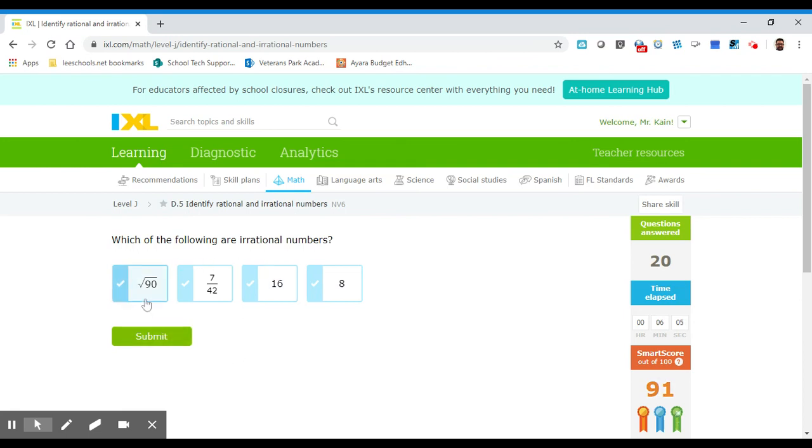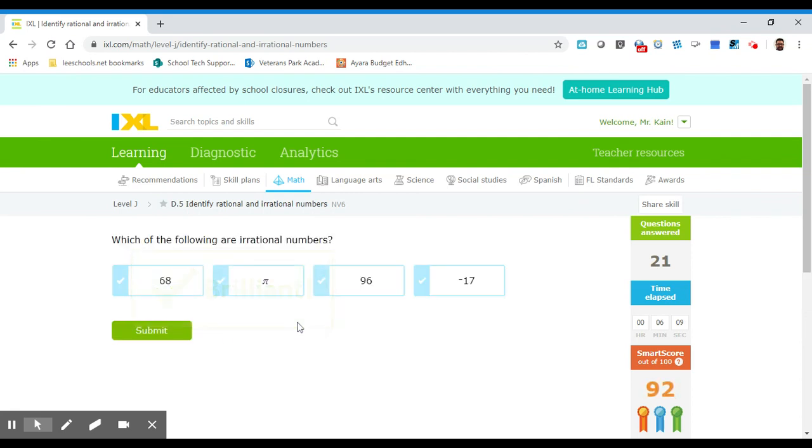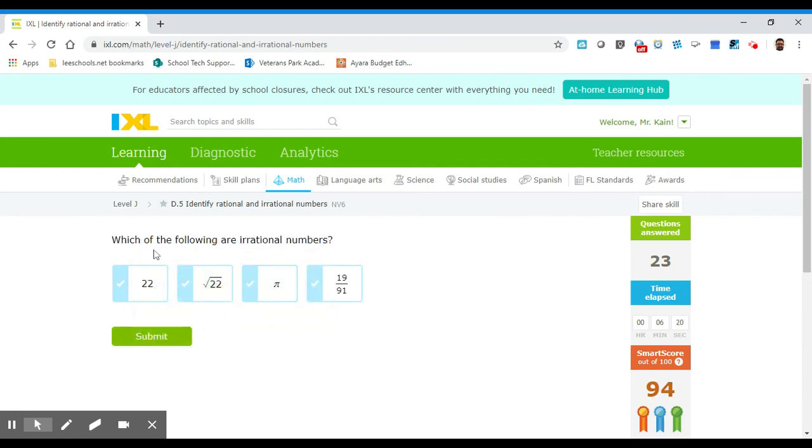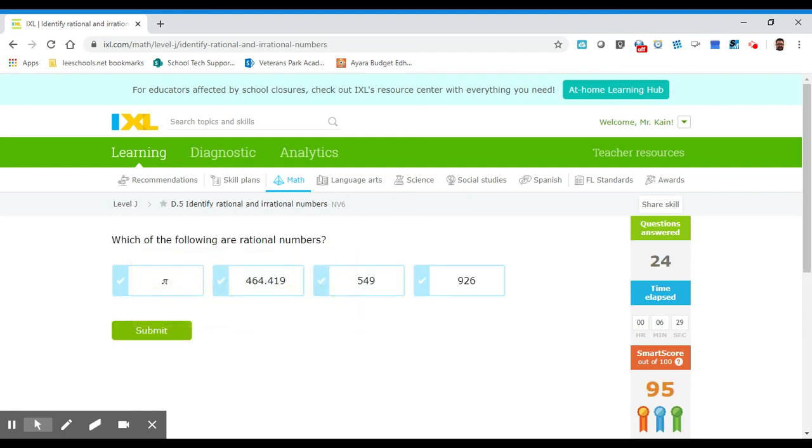Irrational, let's see. Non-perfect square. The rest of these can be fractions. Irrational, pi all the way. Rational, we've got these are whole numbers, that's a fraction, and that's repeating. All of those are rational. All right, irrational, definitely pi. Definitely square root of 22 because that's a non-perfect square. And those are the only two that are irrational. Okay, pi is not rational. This can be rational, rational, and rational. Any whole number is always rational.